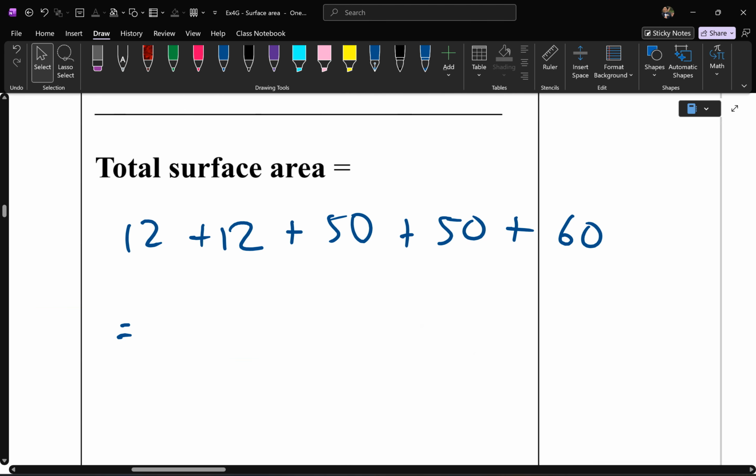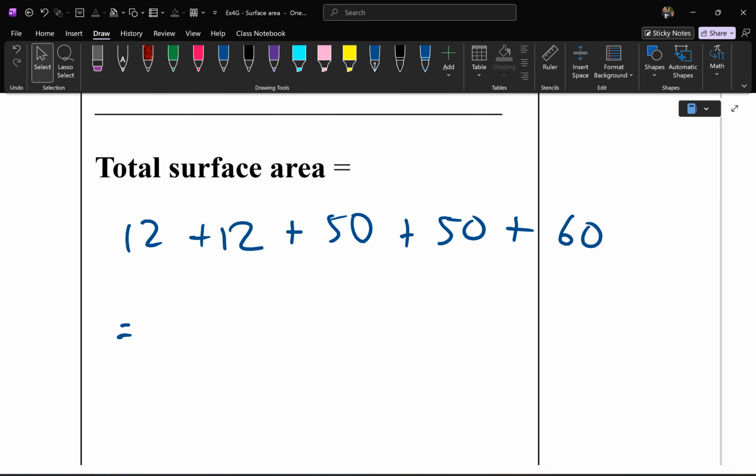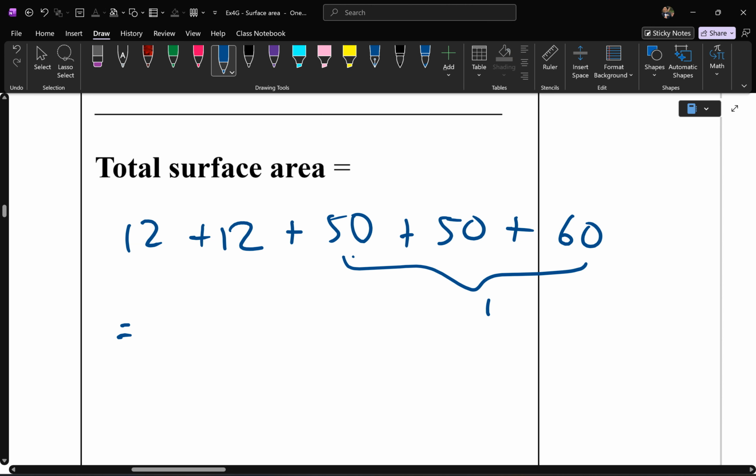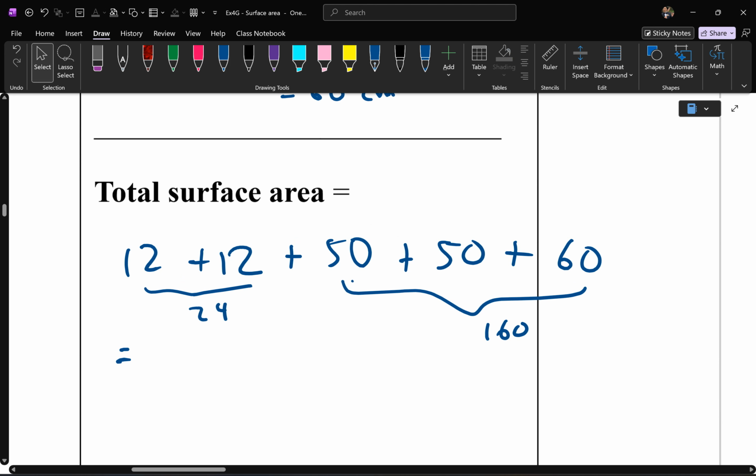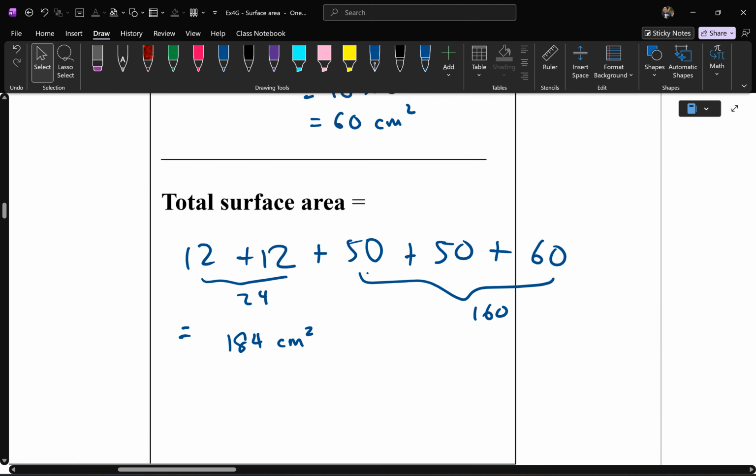50 plus 50 was easy. That's 100. Plus 60, that's 160. 12 and 12 is 24. So what is 160 plus 24? That's 160 there. This is 24. What's 160 plus 24? 184. So I know when they say total surface area, that's what they mean.